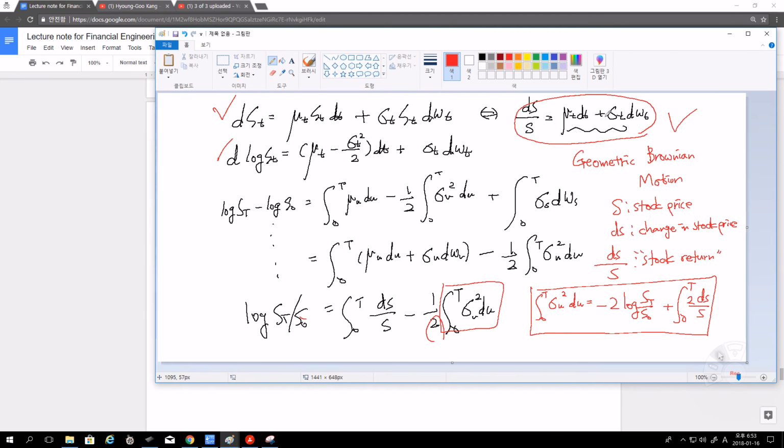So here it means that the stock return has some drift part. It is like the expected return over a period, and there is a shock to the stock return. You know, we don't know the stock return exactly, so there is always shock. So this part is the shock, and this part is the expected return, expected over some period.